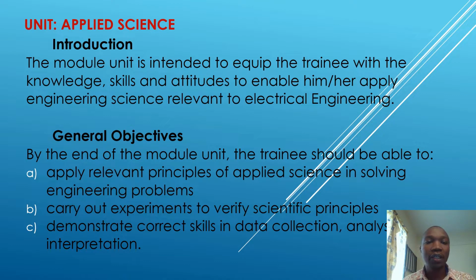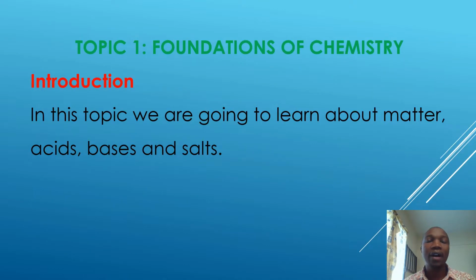We have the general objectives. By the end of this module unit, the trainee should be able to apply the relevant principles of applied science in solving engineering problems, carry out experiments to verify scientific principles, demonstrate correct skills in data collection and analysis and interpretation. The first topic for this unit is Foundations of Chemistry.